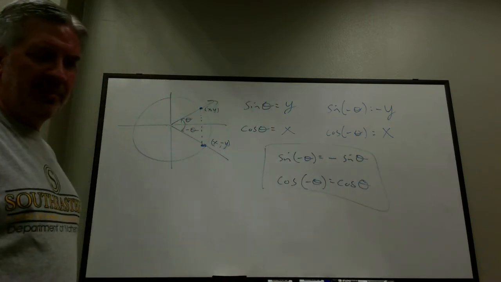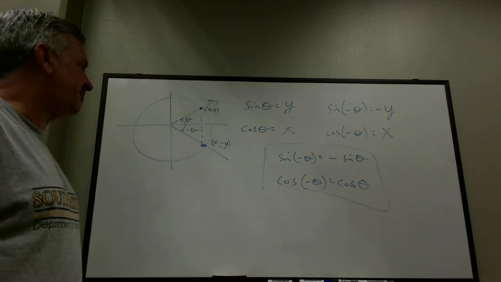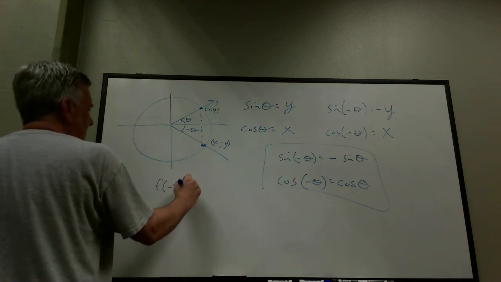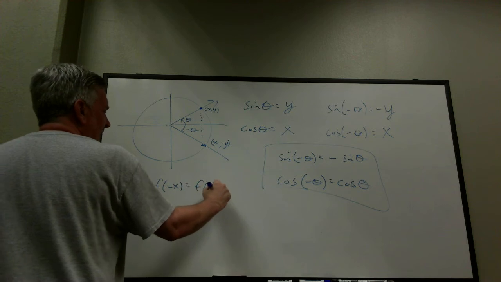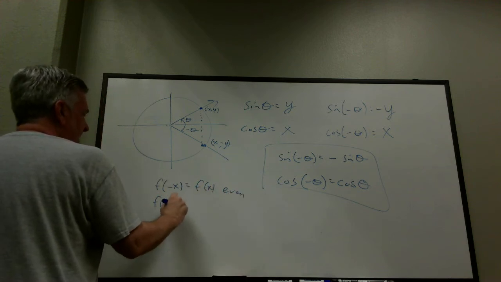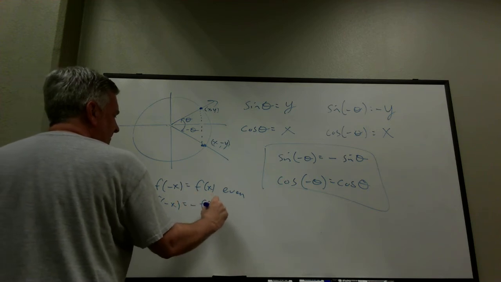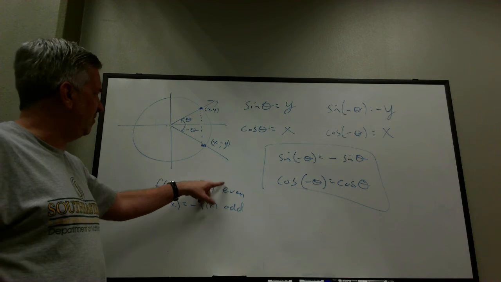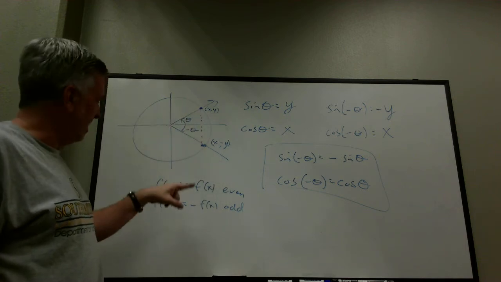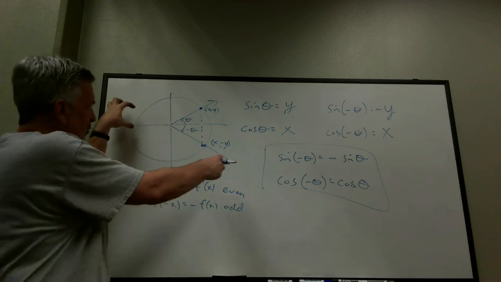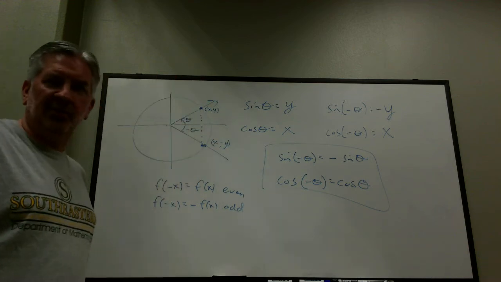Now, maybe you remember from college algebra that when you have a function, when f of negative x is f of x, we call the function even. And when f of negative x was negative f of x, we call the function odd. And remember, the graph of an even function is symmetric about the y-axis. The graph of an odd function is symmetric about the origin. If you rotate the graph 180 degrees, you get the graph back.